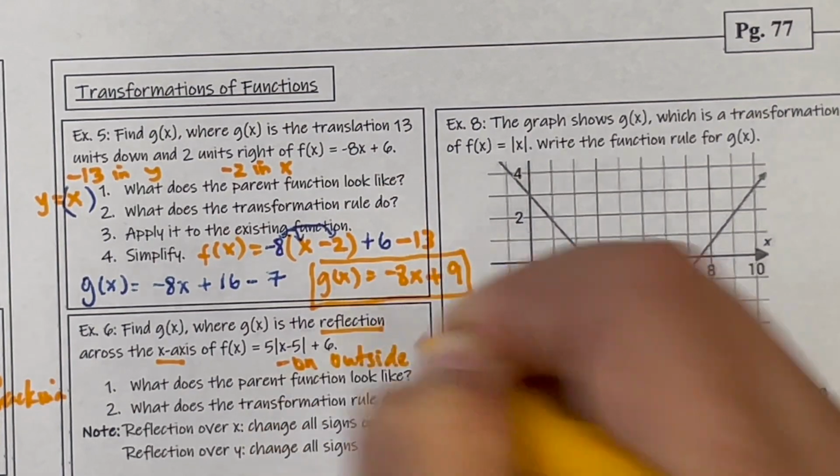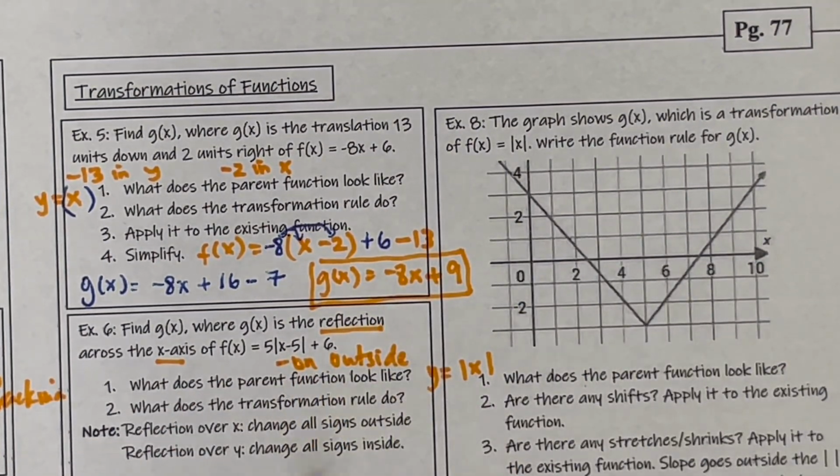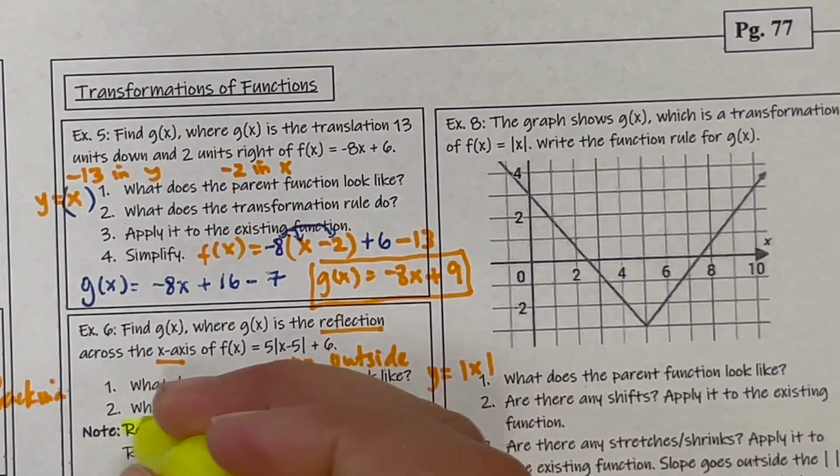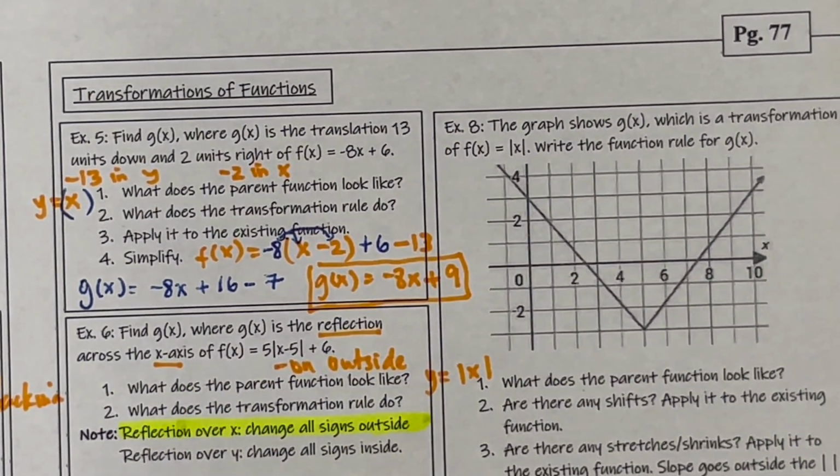So that's what you're looking to do to it. So find f of x, and you're going to do a negative on the outside. And here it is being highlighted. Since I already know what it is, it says a reflection across the x-axis is change all the signs on the outside. So let's do that.